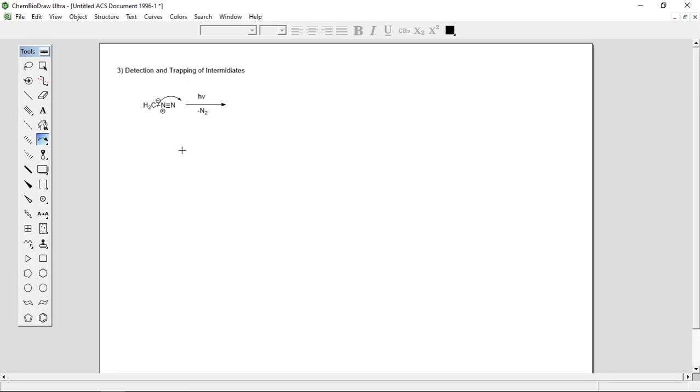Breaking of this bond takes place. The N2 molecule will leave, and you will get carbene as an intermediate, CH2.